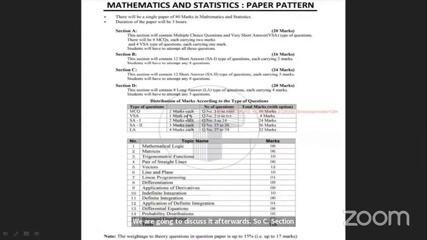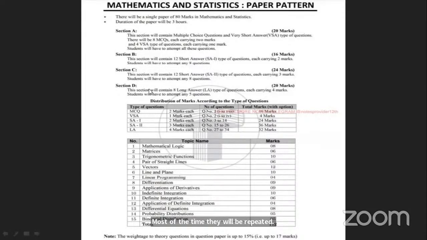And the last one is section D. How many questions will be there? 8 long answer questions will be there, out of which you are going to solve only 5. Most of the time here, theorems will be asked. Now I am going to tell you which theorems you are going to do. Remember and note them down. Those important theorems will be asked in the exam, and most of the time they will be repeated.